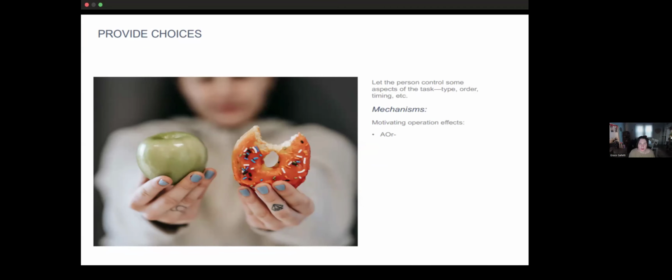So let the person control some aspect of the task: type, order, timing. For example, if you are asking a VIP to complete a chore around the house, one way that you can provide choice is, do you want to do this now, or do you want to do this at, I don't know, 2 o'clock? Or you could word it as, we can complete this now, or we can complete this later, but it has to be done within 2 hours. Maybe you're there for 2 hours.